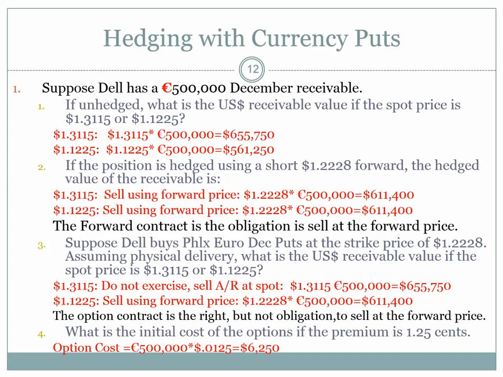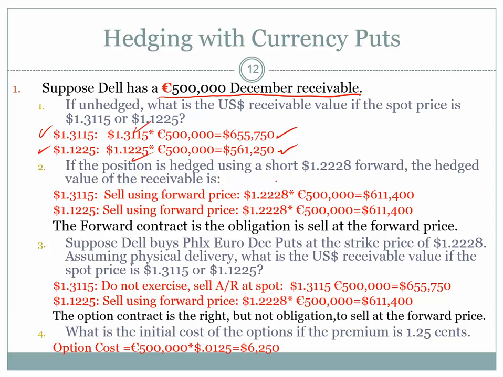Now let's do an example of hedging with currency puts and compare that to forwards. Suppose Dell has 500,000 euros in December receivables. In other words, in December, they're going to take possession of 500,000 euros. Now, if they don't hedge, and say the exchange rate goes to either 1.30 or 1.12, that's what the spot price goes to. If they don't hedge, that means they'll get $1.30 or $1.12 per euro. In other words, they'll make either 650,000 or 560,000 dollars for that receivable.